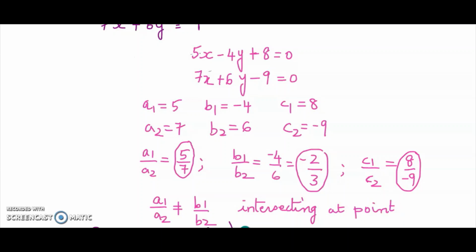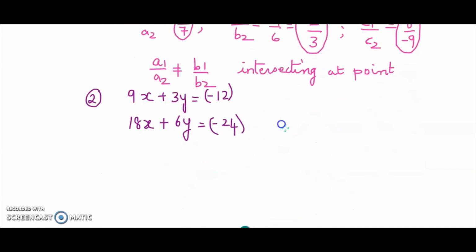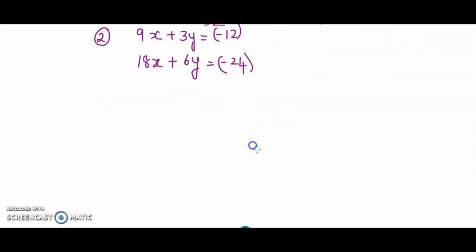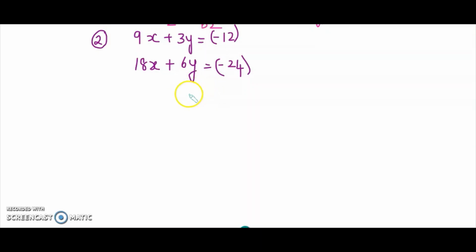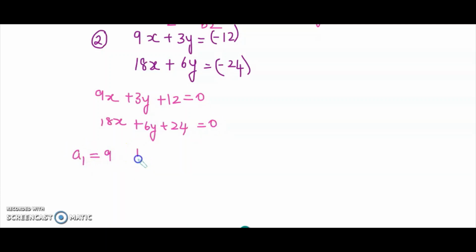Okay, let's take the next question. The next question is 9x plus 3y minus 12. So let's shift it again and rewrite it on the left here: 9x plus 3y plus 12 equals 0, and 18x plus 6y plus 24 equals 0. Let's list out. So a1 is 9, b1 is 3, c1 is 12. a2 is 18, b2 is 6, and c2 is 24.